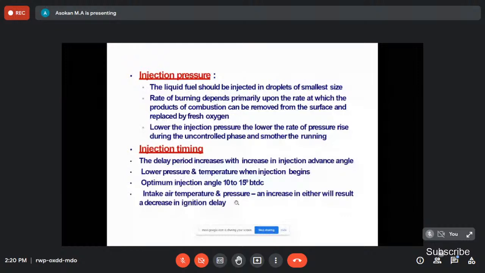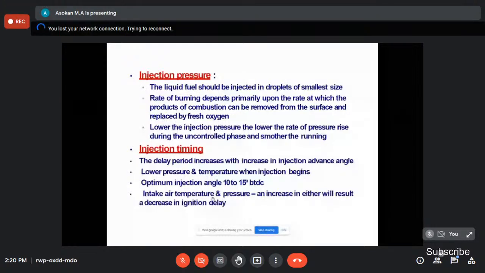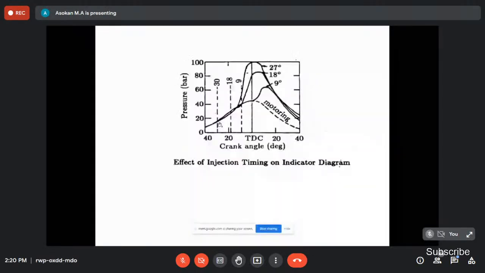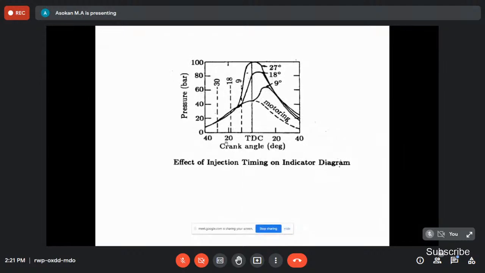Advancing the injection will result in an increase in the delay period, because the air temperature and pressure are lower at that point. See this one, the effect of injection timing with injection advance at 30 degrees before TDC, 20 degrees before TDC, and 90 degrees before TDC. For 90 degrees before TDC, what is the pressure? It's 60 bar, and for 20 degrees, sorry, that pressure is 80 bar. So if you advance the injection timing, you can increase the pressure. At the same time, you are losing the performance of the engine.